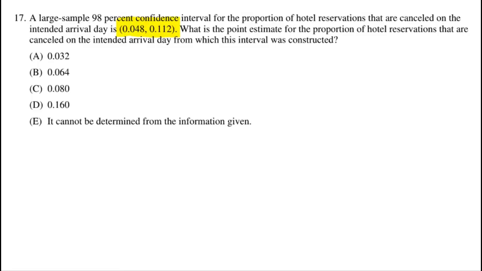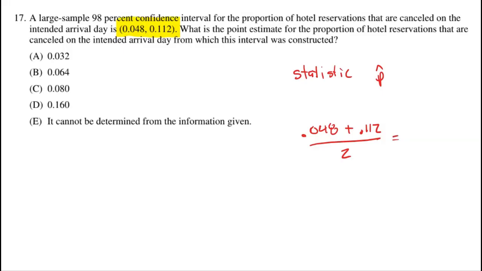The point estimate is your statistic. In this case, that statistic is going to be a sample proportion p hat, but in other cases it could be an x bar, a mean, or it could even be the difference between two sample proportions or the difference between two sample means. But in this particular one, the point estimate is the statistic that's dead center in the interval. So all we have to do to find it is take 0.048, add 0.112, and divide by 2.